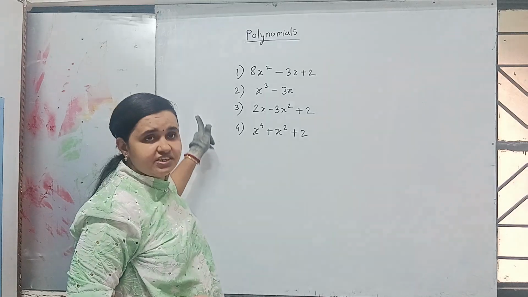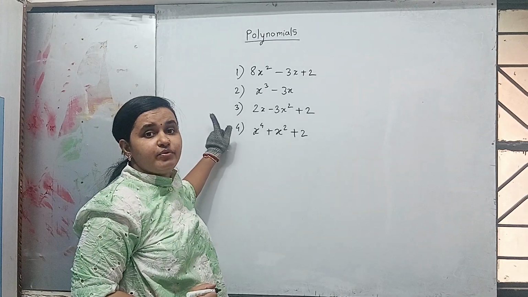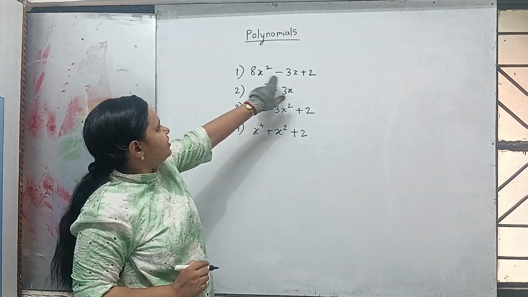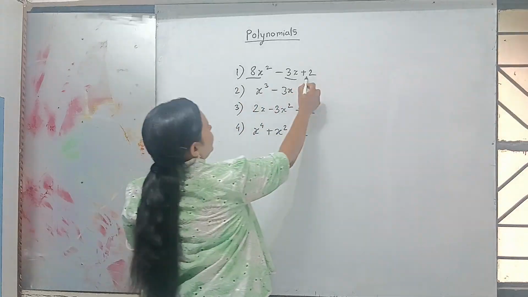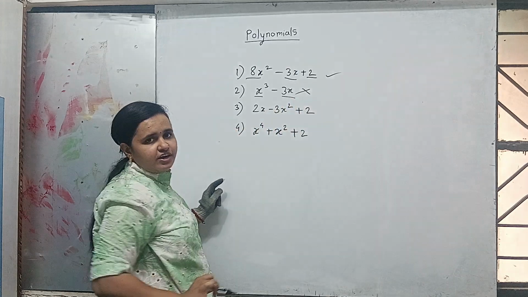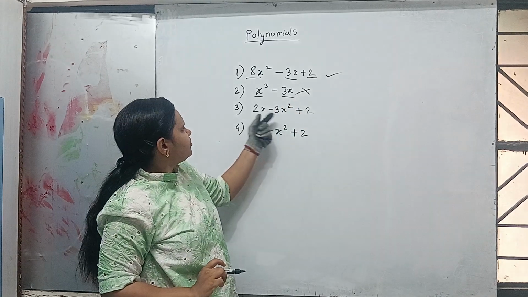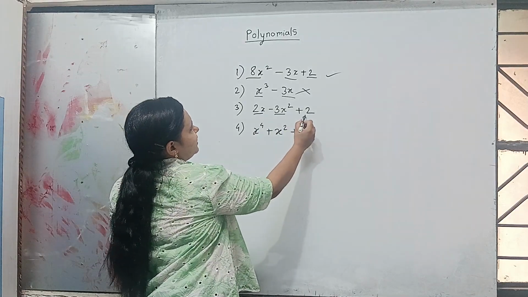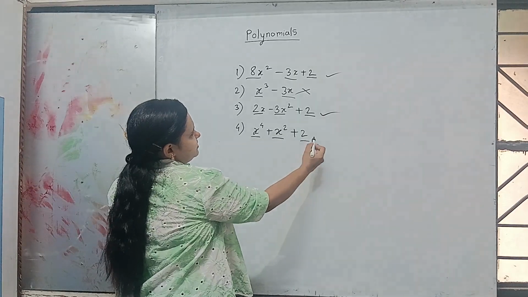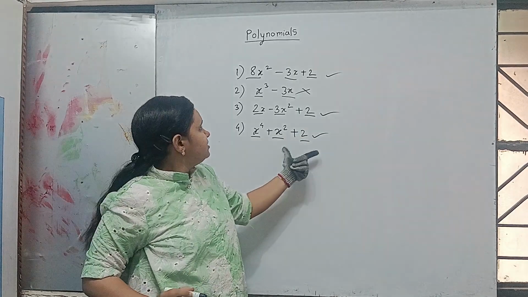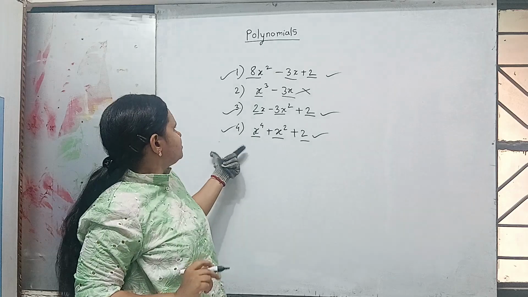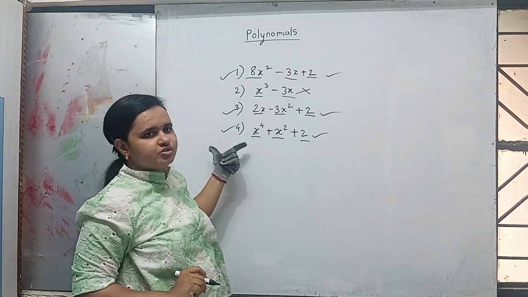So which among the following is a trinomial? Trinomial means having 3 terms. So which among the following has 3 terms? First option has 3 terms: 1, 2 and 3. Here in the second option there are only 2 terms, so it is not a trinomial. In the third option there are 3 terms, so it is also a trinomial. In the fourth option there are 1, 2 and 3 terms, so it is also a trinomial. So our options will be 1, 3 and 4. It is a multi-correct type question. So trinomials are the first option, third option and fourth option.